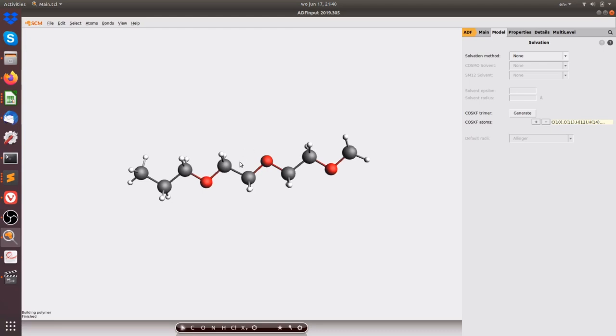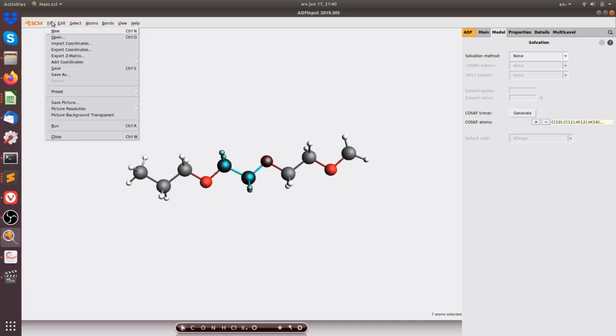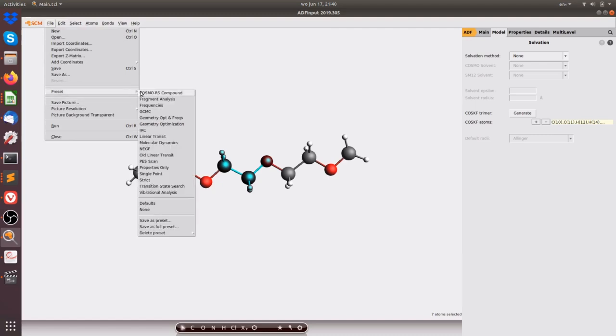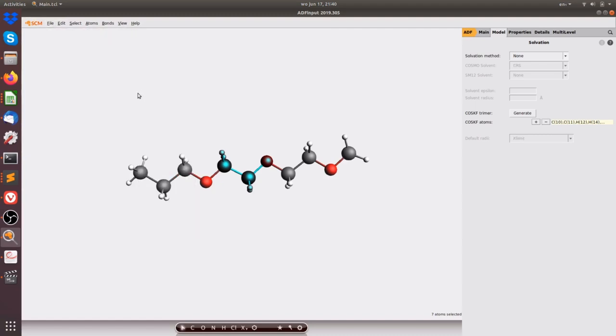So these are the atoms that correspond to this central monomer, essentially these atoms here that I've highlighted. So it marks those as special, and those are the ones that will be used to generate the sigma profiles. So as a final step, just make sure you set the COSMO-RS compound preset, and then you can run this calculation.